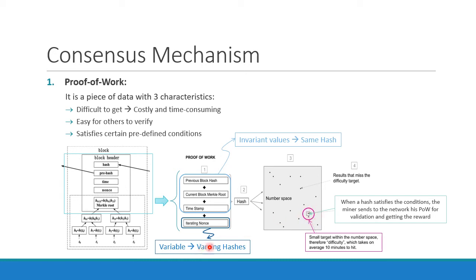To achieve the proof of work, the miners start incrementing the nonce variable with every iteration until hitting the target, which means the hash falls inside it. At that moment, the first miner satisfying this condition sends his proof of work to the network for validation, and gets the reward once it's approved.